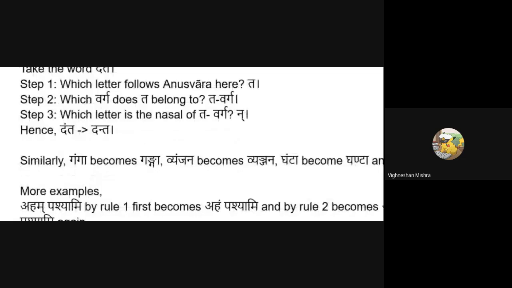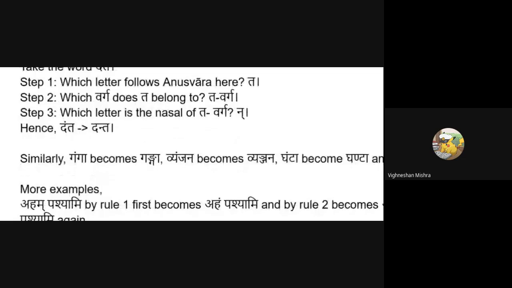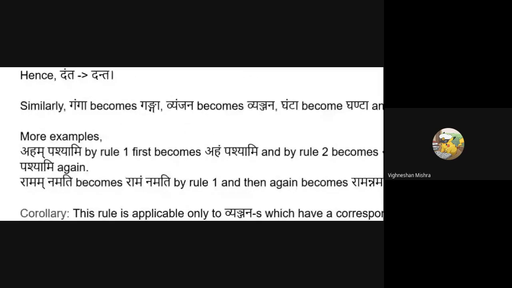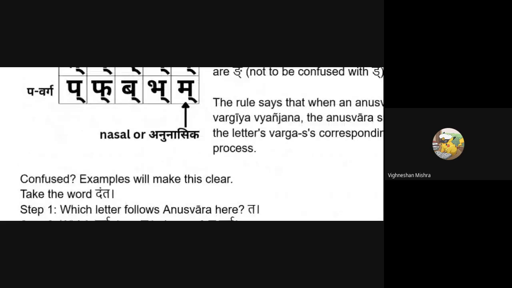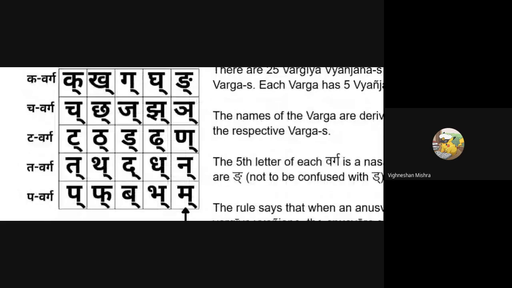Now, in a very similar way, Ganga, you can see. Let us repeat this with Ganga. In Ganga, you can see the next of Ga. Ga belongs to which Varga? Can someone tell me? Which letter does Ga belong to? Which, sorry, Varga? Ka Varga. Very nice. And what is the nasal of the Ka Varga? Can someone tell?